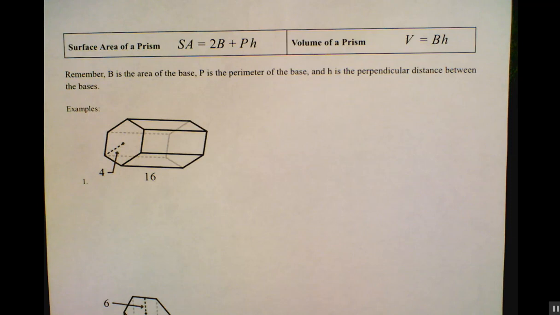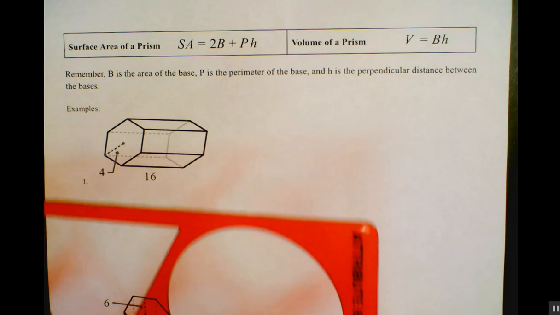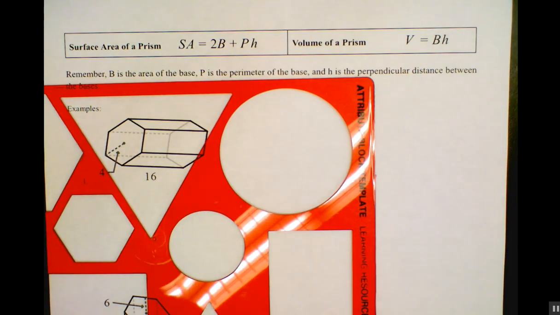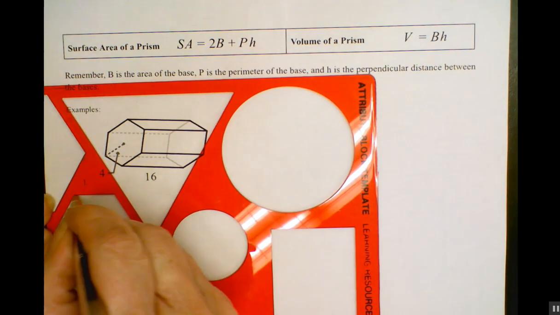So in this case, in number 1, we are going to be finding the surface area and volume of this hexagonal prism. And in this case, I'm going to start by drawing the base separate from the rest of the prism. Use a little stencil here. And draw my pen. All right, so let's draw myself a hexagon over here.